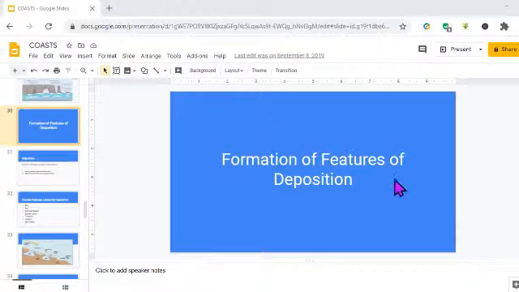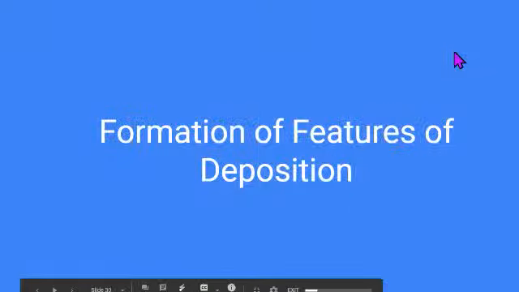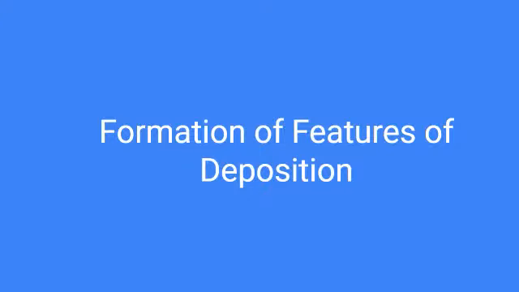So let's just look back at the PowerPoint that we were using the last time. We were at formation of features of deposition. Just to recap, features of deposition are formed mainly as a result of constructive waves, just like the name suggests. Constructive waves are waves that are constructing, they're building. They would have a strong swash, but a weak backwash.